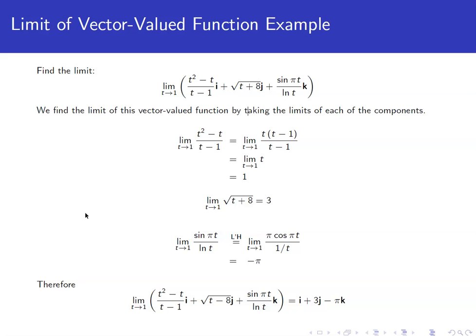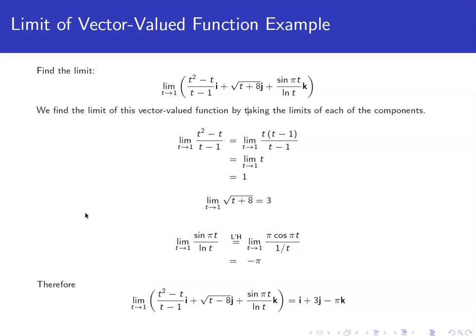So the way we're going to evaluate the limit of this vector-valued function is by taking the limit of each of its component functions and seeing if all three of them exist. If they do, then the limit exists as a vector where those values are the components of the vector. So let's look at the first component function.